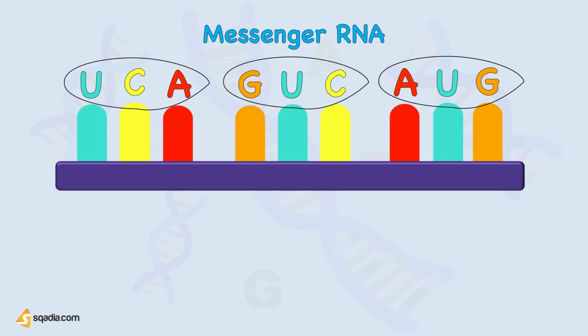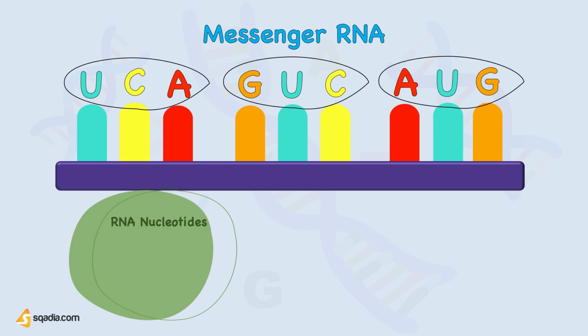Hey! Does anyone remember what the nucleotides were made of? Let us remind you. RNA is made of 4 nucleotides: adenine, guanine, cytosine, and uracil.